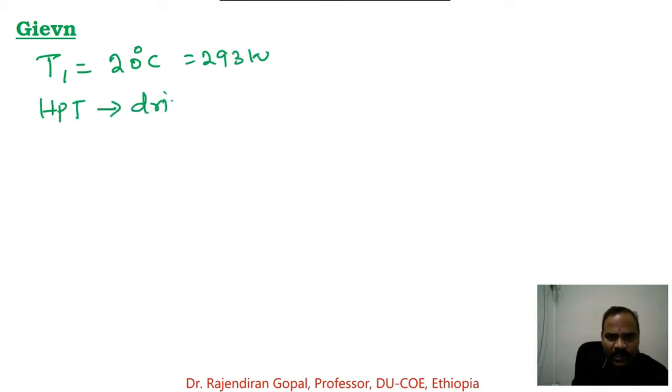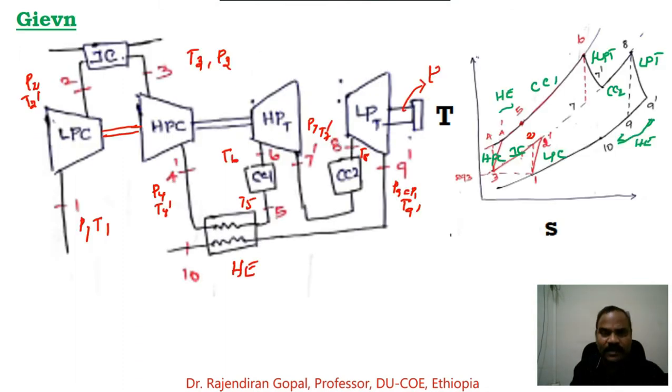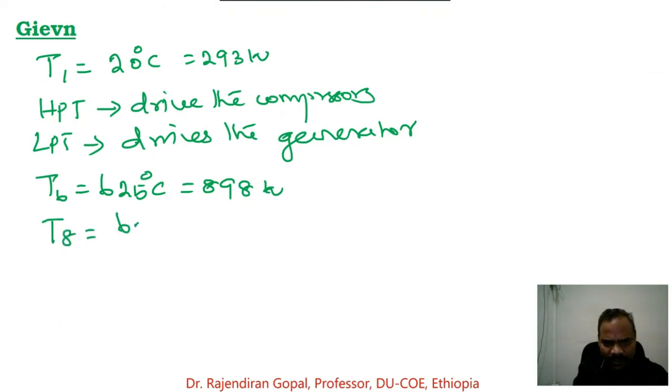The given initial temperature T1 is equal to 20 degrees centigrade, that is equal to 293 Kelvin, and the high pressure turbine drives the compressors. The low pressure turbine drives the generator. The temperature of gases in the combustion chamber 1, T6, is equal to 625 degrees centigrade, that is equal to 898 Kelvin. Then the reheat temperature T8 is equal to 625 degrees centigrade, that is equal to 898 Kelvin.